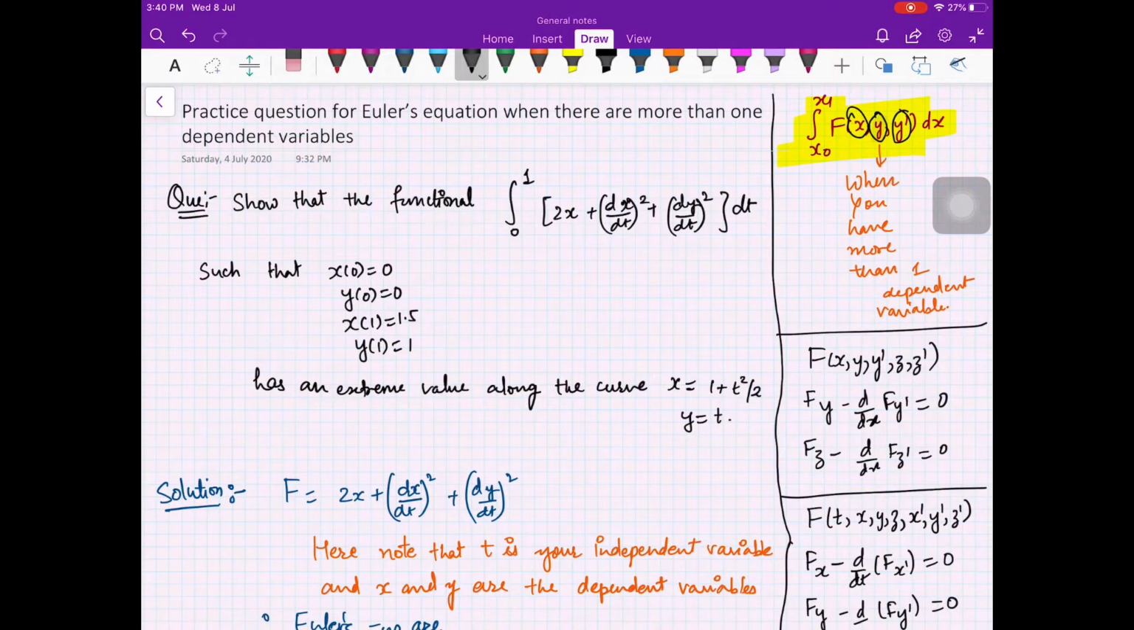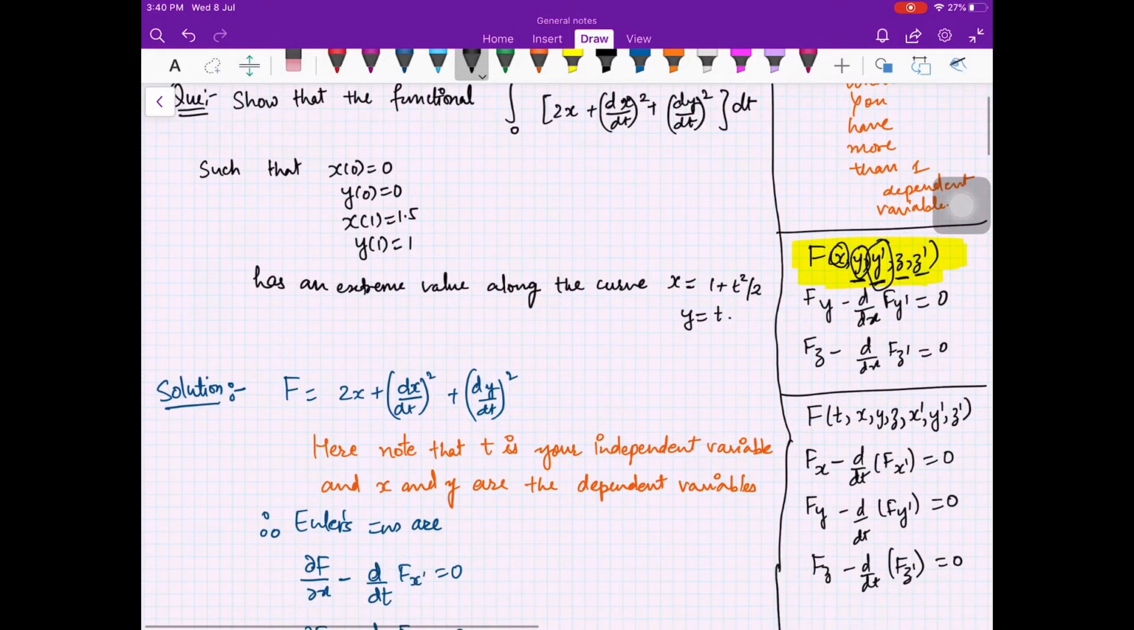Now in this particular video, we are considering when your f, the integrand, is of the form one independent variable, two dependent variables, y and z, and their first order derivatives. You can also go for functions where you have more than two dependent variables. For example, here we have t as our independent variable, x, y, z as dependent variables, and then you have their first order derivatives. So you can keep on increasing the number of dependent variables.